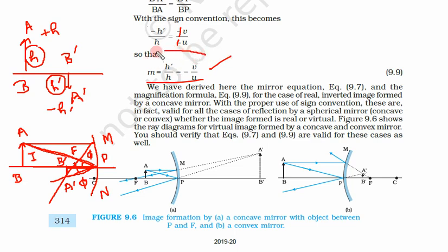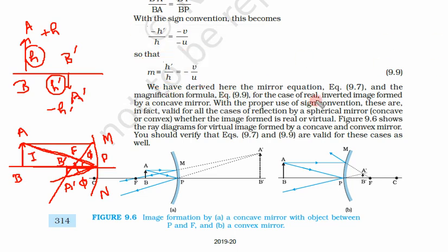So what can we see? We can see that h dash upon h depends on the distance of the image and the distance of the object, that we know. And what is the minus sign? Minus sign means the object will be inverted, as we can see in this figure, the image will be inverted.